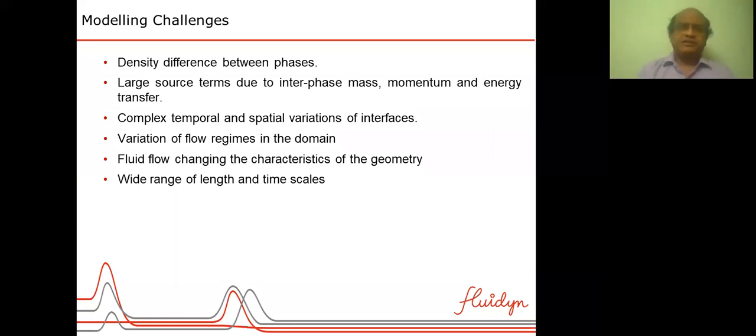In general, the multi-phase flows have a wide range of length and time scales, because different processes may take place and may require different times. We will see some examples with this kind of features.